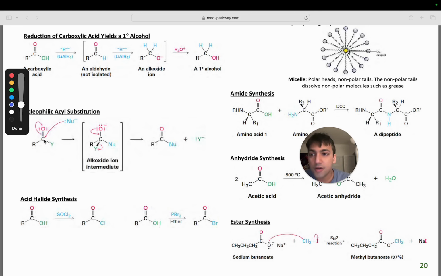This carbon now has a bond to this nucleophile. This Y is a good leaving group. It's going to leave, and basically what's happened is this nucleophile has replaced that leaving group, and that's all that this is talking about.